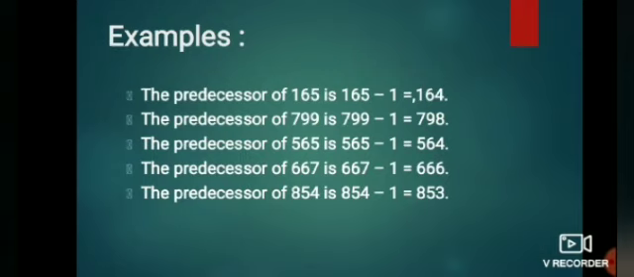And the last example, the predecessor of 854 is, just subtract 1 from the given number. 854 minus 1 equal to 853. So the predecessor of 854 is 853.